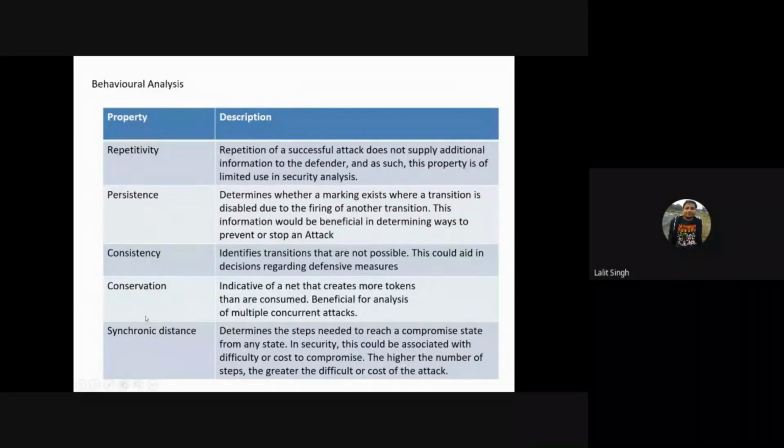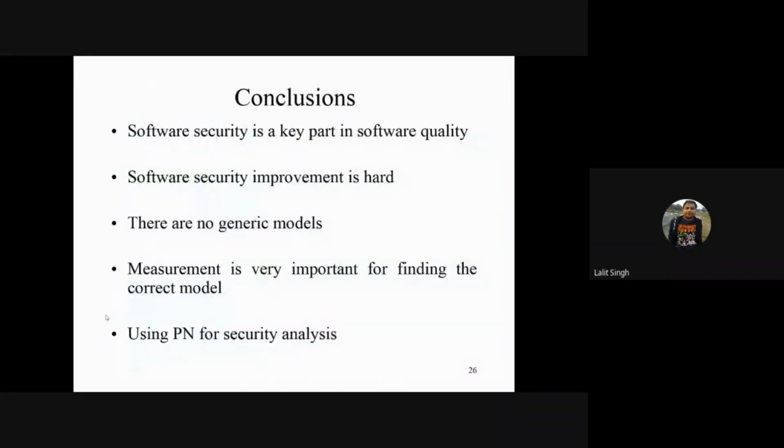Similarly, the conservation is indicative of a net that creates more tokens than are consumed. So it is beneficial for the analysis of multiple concurrent attacks. Similarly, the synchronic distance is very important. It tells how much time it will take from one place to another state. It means if the attack has happened, I am able to analyze how much time it will take to come to me, so that by that time I can take some preventive action or measures. So that's all I wanted to conclude.